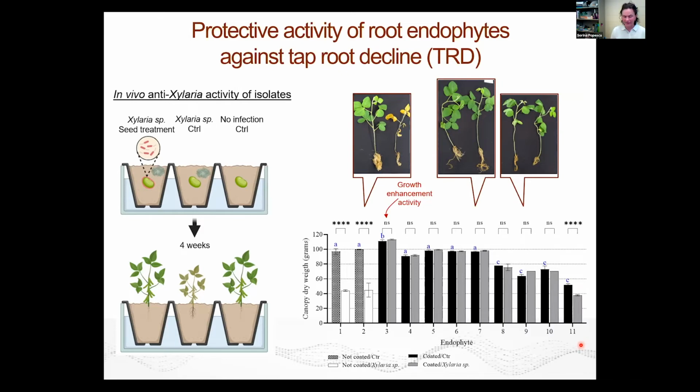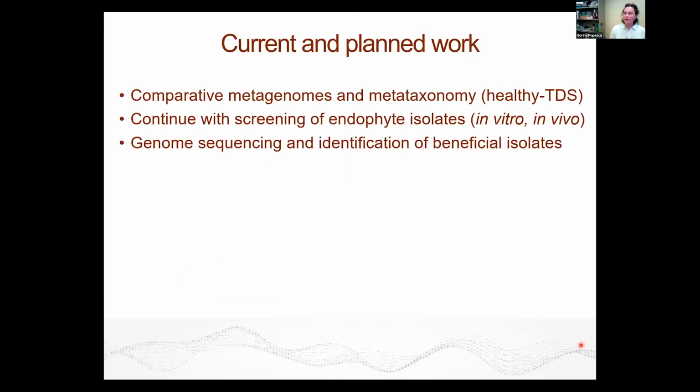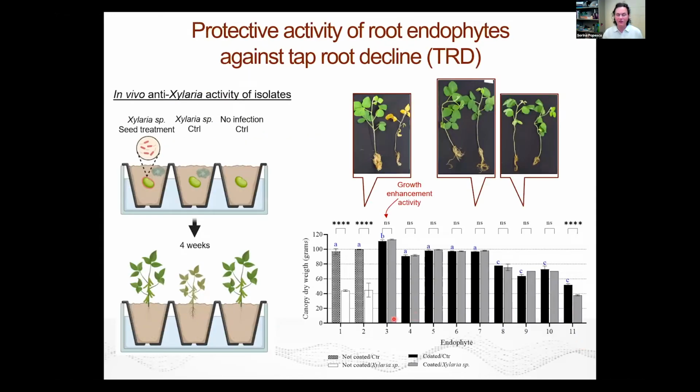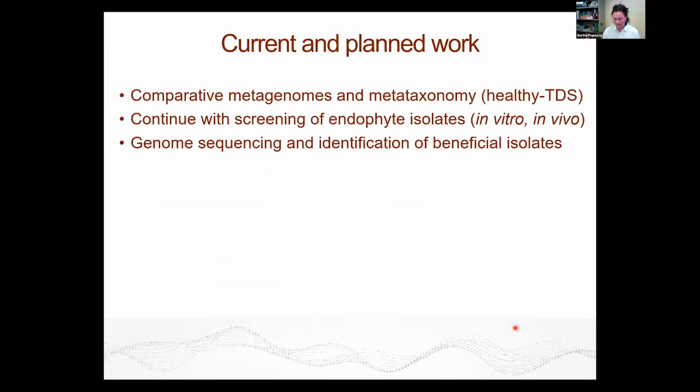the in vitro experiments. We are continuing with the analysis of metagenomes and doing metataxonomy, continuing with screening of the isolates, both in the co-cultivation assays and on the plants. And at the moment, we are actually sequencing to identify these beneficial isolates. So we want to see what strains these particular isolates are from. Is there anything specific about these particular bacterial strains that make them to have these beneficial effects?